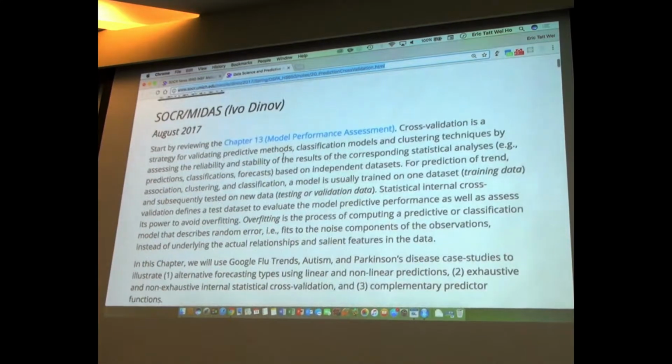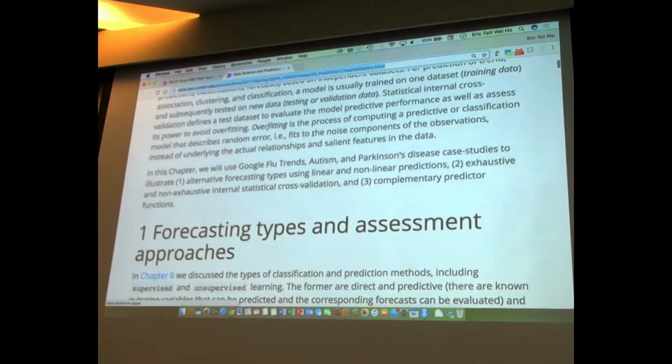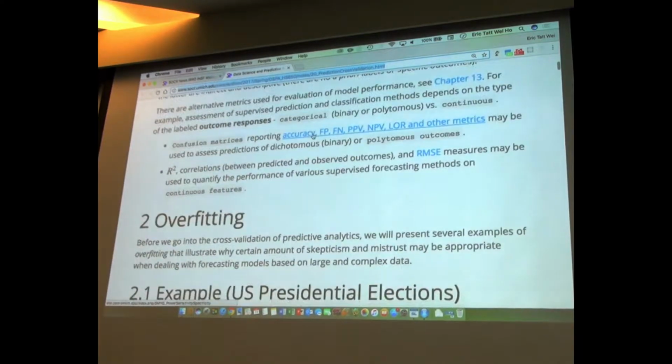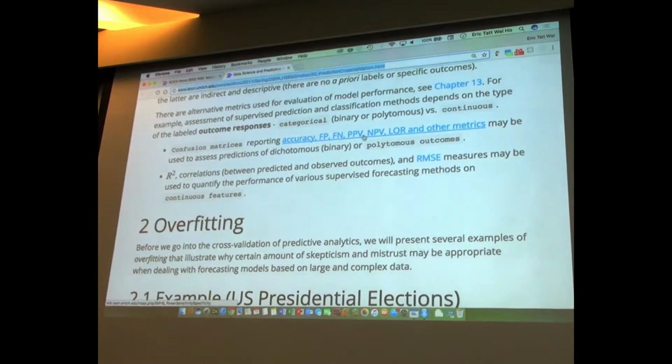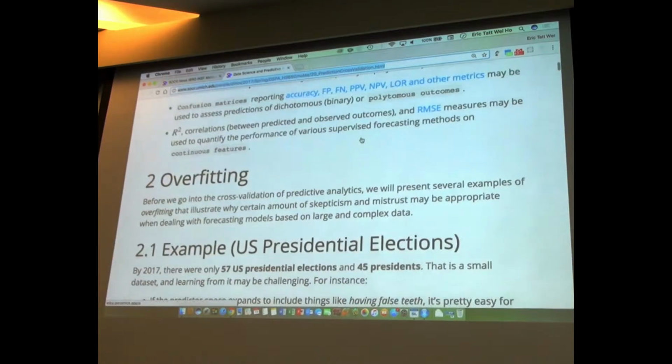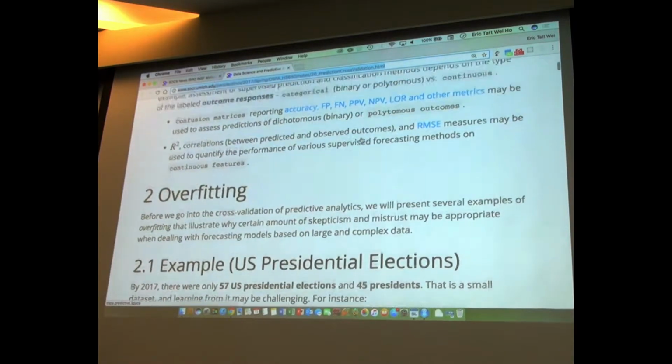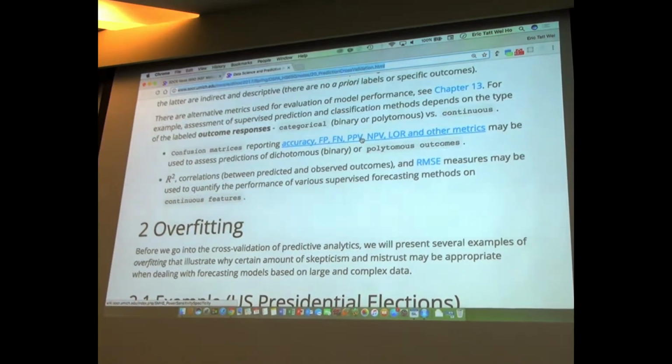All right, there's a little bit you may want to look back at on how to assess in chapter 13. We should all be familiar with the simple metrics for accuracy: false positive, false negative, positive predictive value, negative predictive value, log odds ratio, and other metrics for quantifying multinomial or polytomous outcomes, as well as for continuous features. If you're predicting a feature that's continuous, you have to use slightly different metrics: R-square, correlation, mean square error, etc.